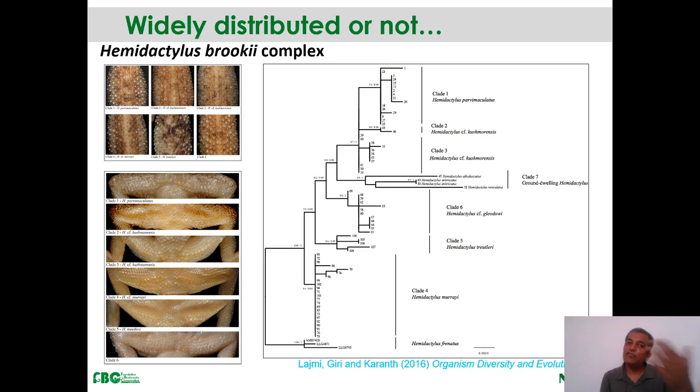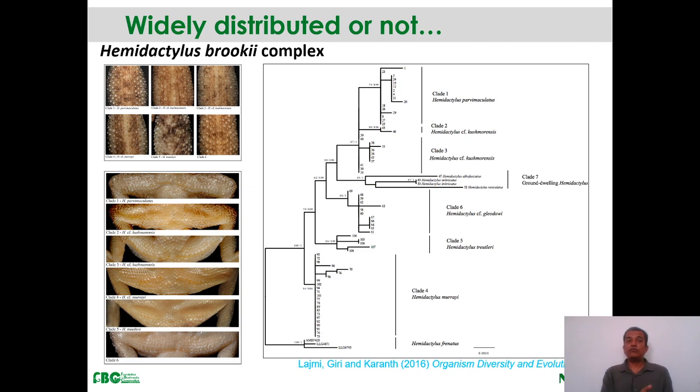Second thing, widely distributed or not. This is another paper published by Aparna Lamba, and I was one of the authors in that paper. What we did here, there is a species called Hemidactylus brucki. At one point of time, it was known from Asia and Africa. Over a period of time, the species which were considered as brucki from Africa got a different name. There are many species from India, and they are also something else now. There is a nice paper by Stephen Mahoney, who said that now all the synonyms in that particular complex are valid.